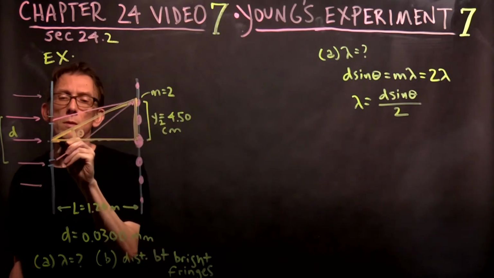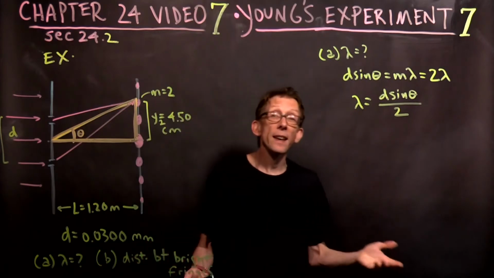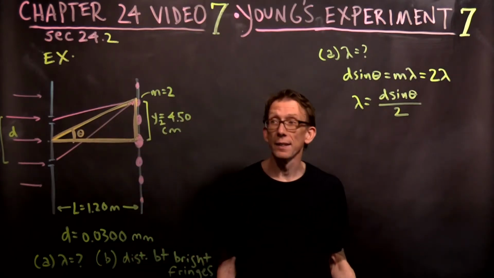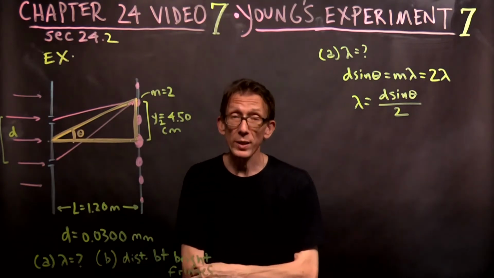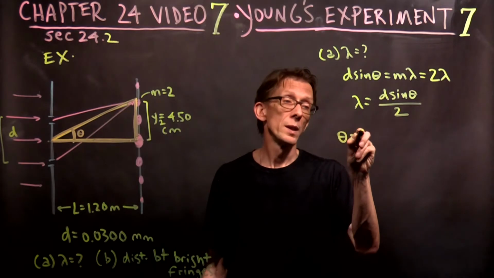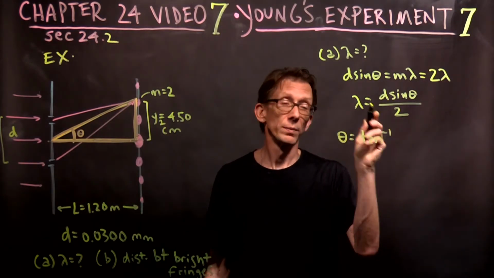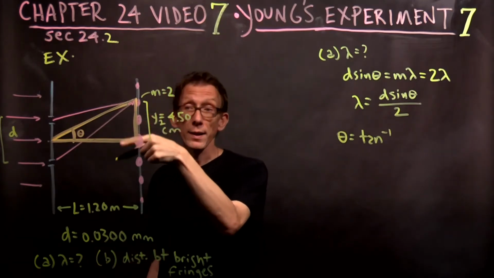Wow. That's a triangle. We don't know what theta is. We can't find what sine theta is. All right, so we need to figure out what theta is so we can figure out what sine theta is. Well, theta is not too hard to find. Theta is the inverse tangent of the opposite divided by the adjacent.